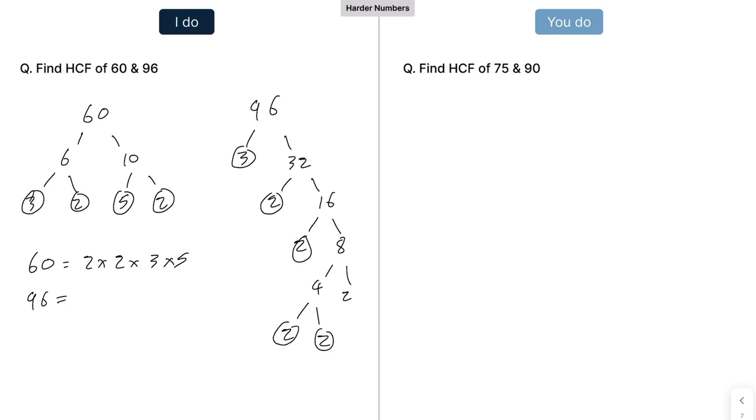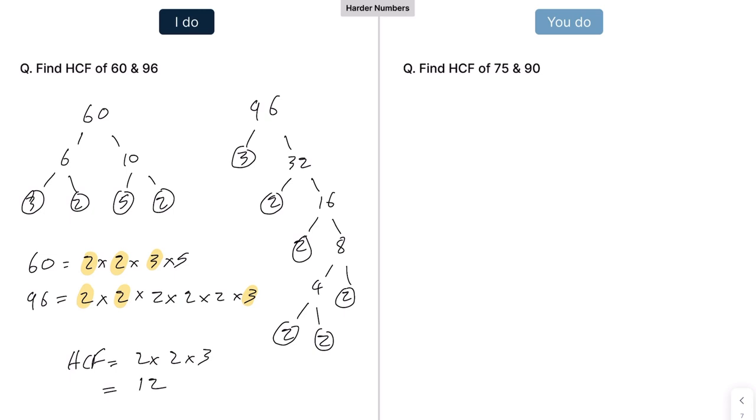Okay, there was a lot to do there. A lot more than the other ones. Again, I like to write these in order because it just makes it easier when I have to pair them up. 2 times 2 times 2 times 3. So now we're going to look for matching pairs. So that's going to be 2 and 2, that 2 and 2 there, and that 3 and 3. So the HCF here is going to be 2 times 2 times 3. 2 times 2 is 4. 4 times 3 is 12.